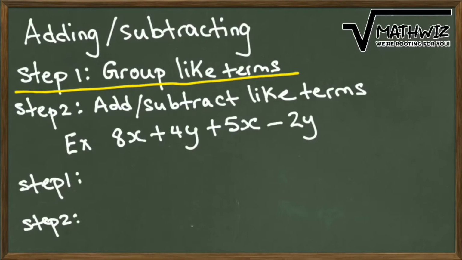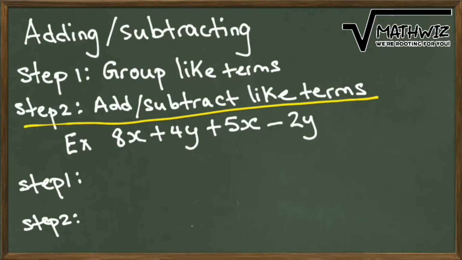And of course, if you have an issue with grouping like terms, you can watch the previous video, master that skill, and then come back over to this lesson. Then for step two, we're going to add and subtract the like terms. If you have any issues with adding or subtracting positive and negative numbers, it might also be useful for you to go over that video.